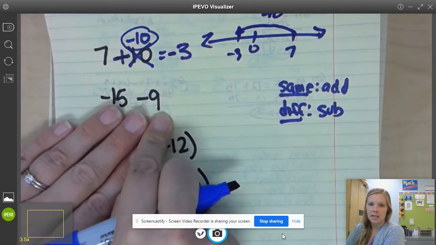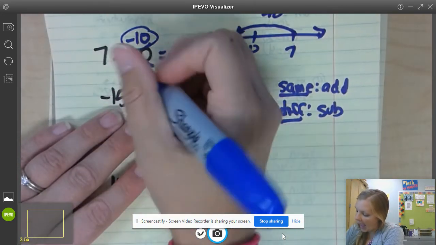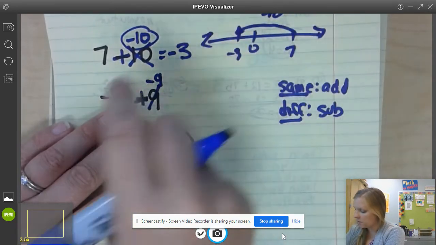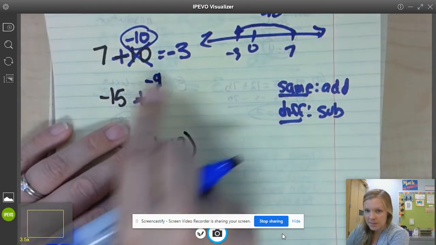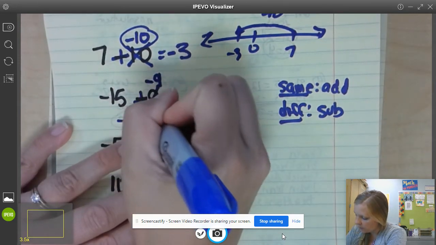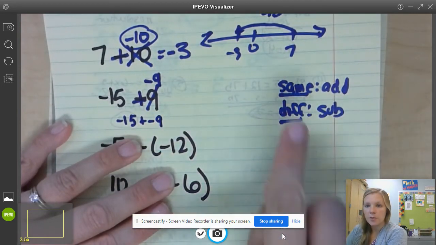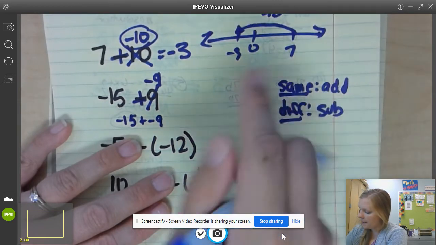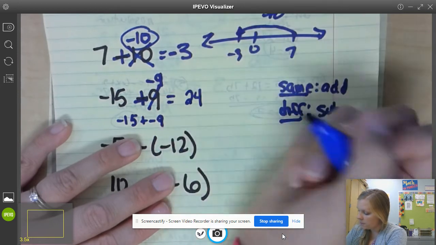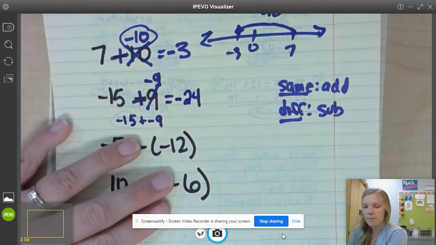-15 minus 9. We're going to make this addition, and the opposite of 9 is -9. So we added the opposite. Now we have an addition problem. You can rewrite it if you want: -15 plus -9. Those signs are the same, so we're going to add them. 15 and 9 is 24, and we keep the sign that they both have.